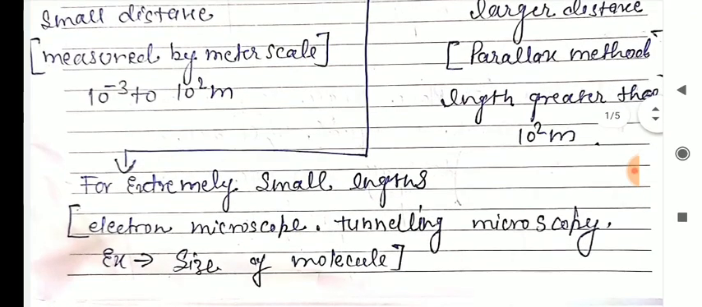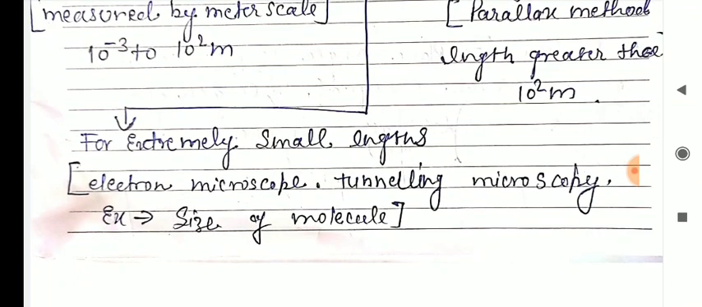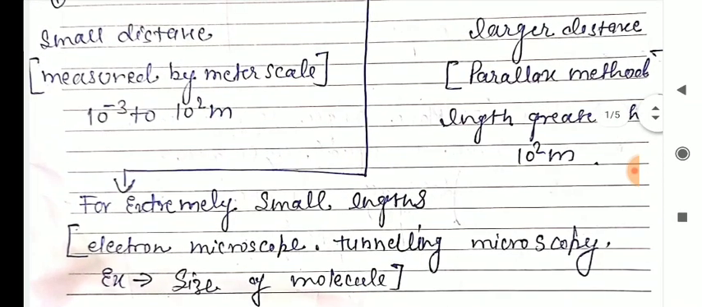After that, we have extremely small lengths. To calculate extremely small lengths, we have some types of microscope. For example, we have the electron microscope and tunneling microscopy, and we can calculate the size of a molecule with the help of these types of microscopes.